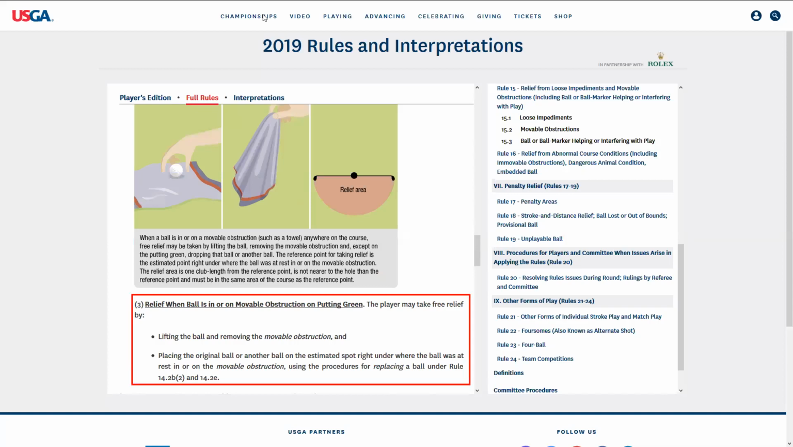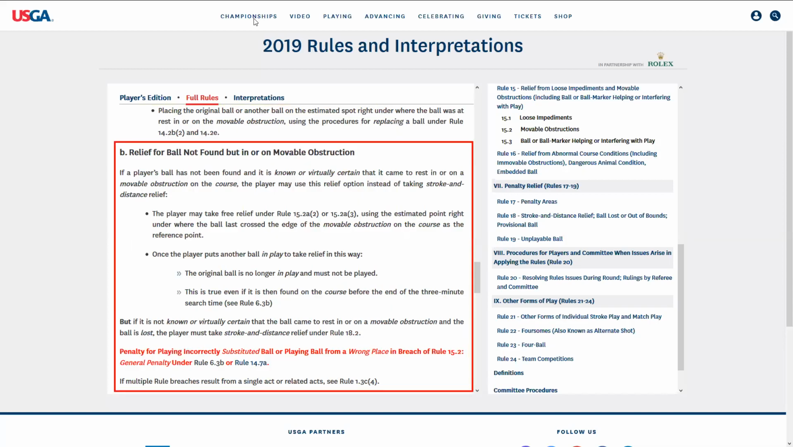15.2b. Relief for ball not found but in or on movable obstruction. If a player's ball has not been found and it's known or virtually certain that it came to rest in or on a movable obstruction on the course, the player may use this relief option instead of taking stroke and distance. So what we're saying here is the player doesn't know where his ball is, other than he knows that it's in a movable obstruction.